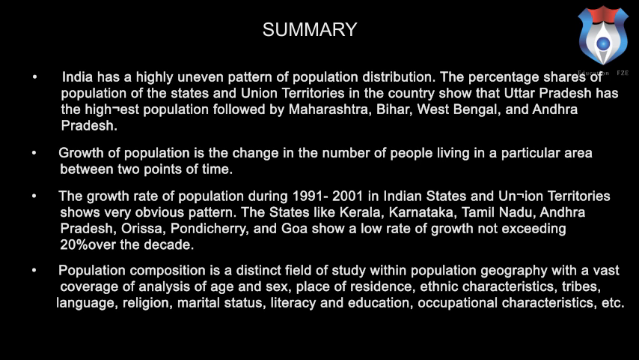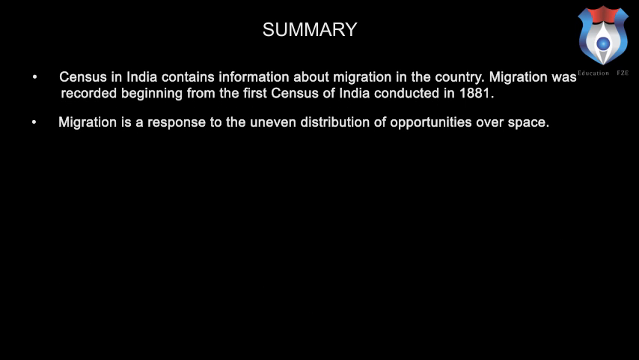Population composition is a distinct field of study within population geography with a vast coverage of analysis of age and sex, place of residence, ethnic characteristics, tribes, language, religion, marital status, literacy and education, occupational characteristics, etc. The census in India contains information about migration in the country. Migration was recorded beginning from the first census of India conducted in 1881. Migration is a response to the uneven distribution of opportunities over space.